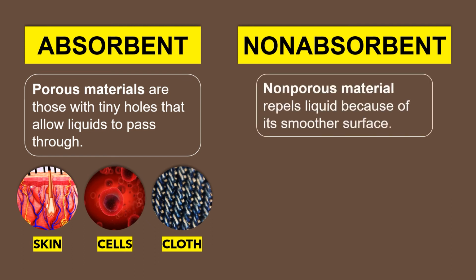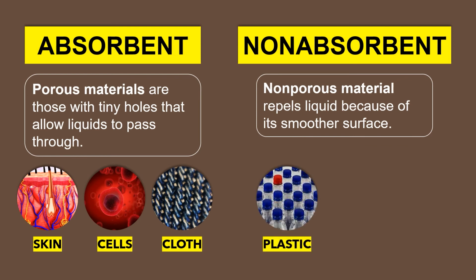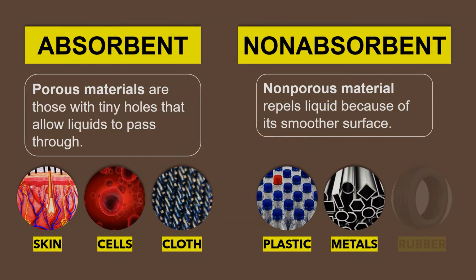Secondly, the non-absorbents. They are non-porous materials, which means they repel the liquids because of their smooth surface. Some examples are plastic, metals, and rubbers.